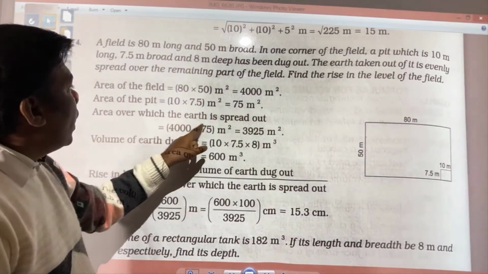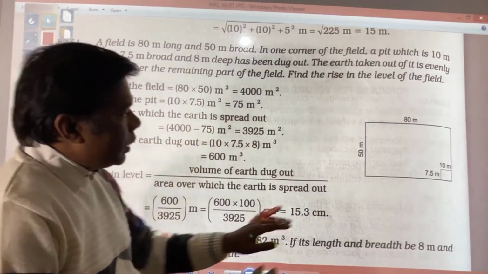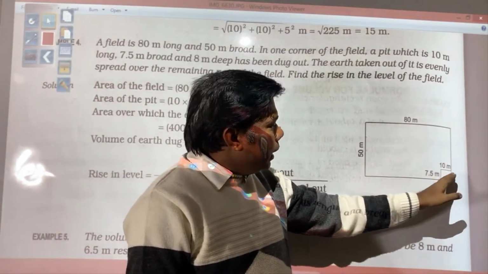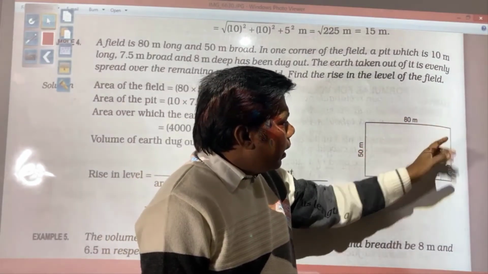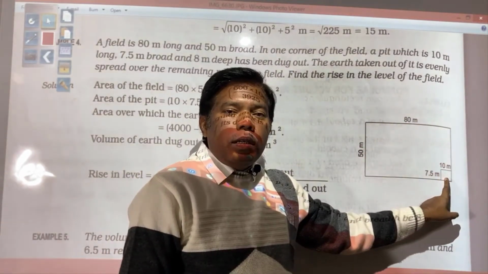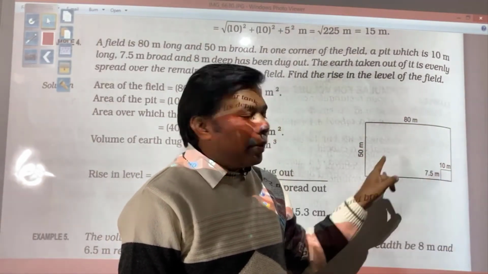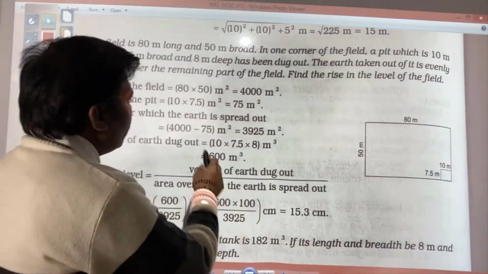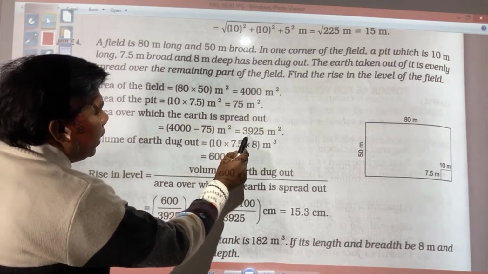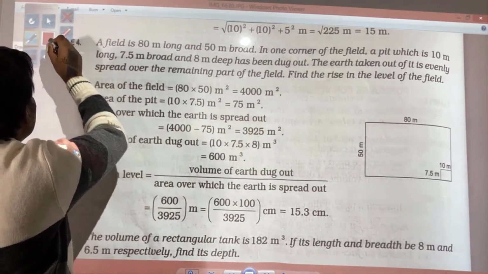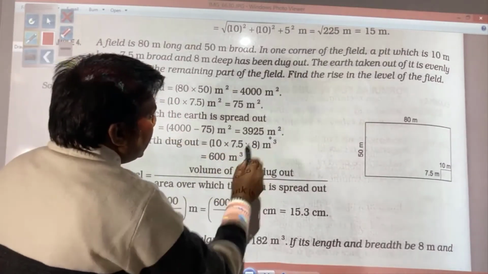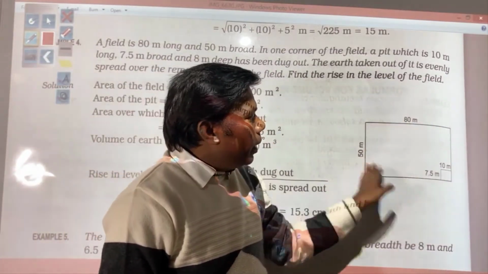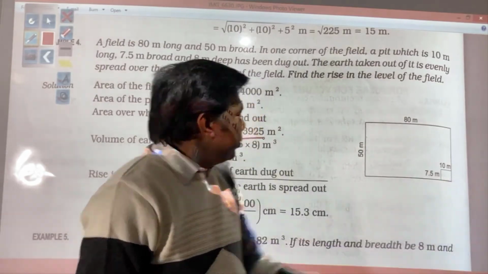Area over which the earth is spread out. So just you see, if soil is being taken out from here, that will be spreaded on this area, not in this pit. So that area is required to be subtracted, where soil is not required to be spreaded. So that has been subtracted. In this area, soil is required to be spread. So how we have found out? Area of the field minus area of pit.